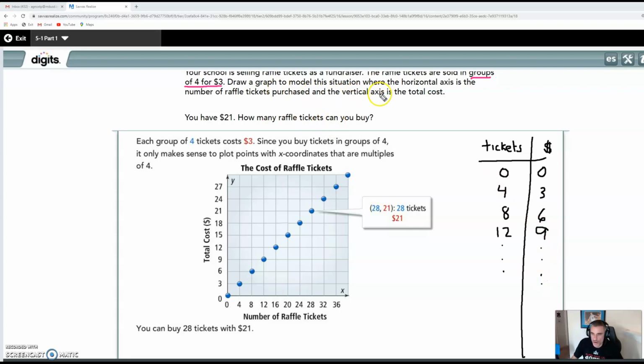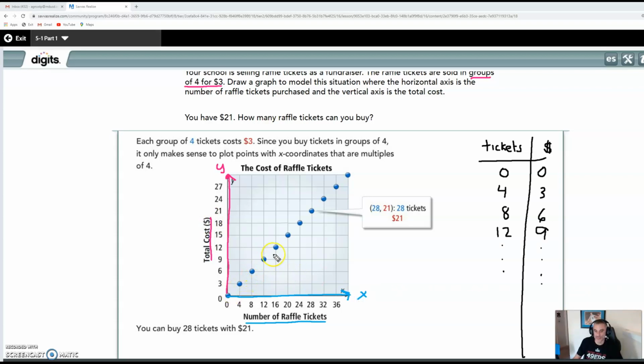They want us to draw a graph to model this situation. Remember, on a graph we have an x-axis, that's our horizontal axis, and notice that our x-axis is measuring the number of raffle tickets. A graph also has a y-axis, the vertical axis, and notice that our y-axis is measuring money, the total cost.